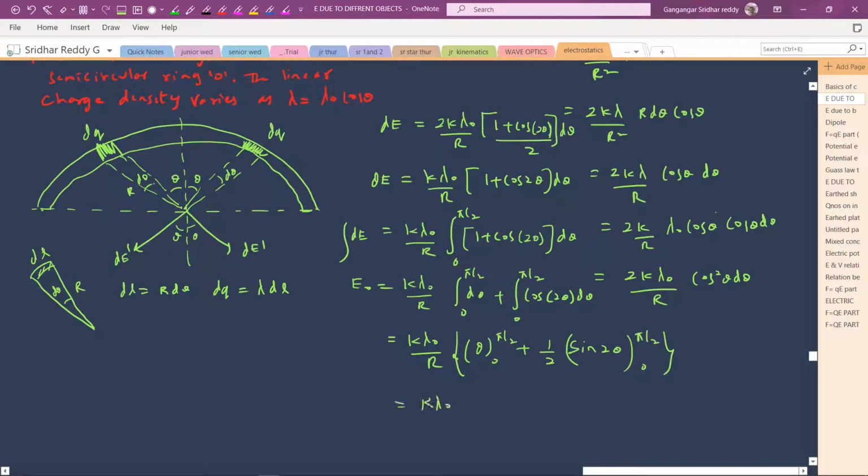So k lambda naught by r, pi by 2 plus, in the bracket, 1 by 2 times sine 2 theta. The upper limit is sine 2 into pi by 2, sine pi, which will be 0. Sine 0 will be 0. So finally we end up with the answer E naught is equal to k lambda naught pi by 2r.